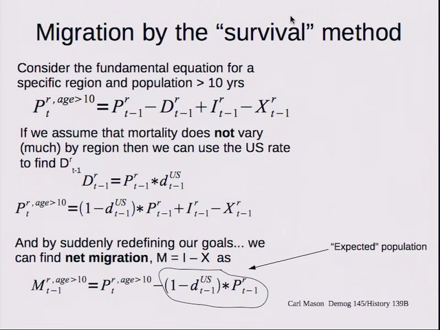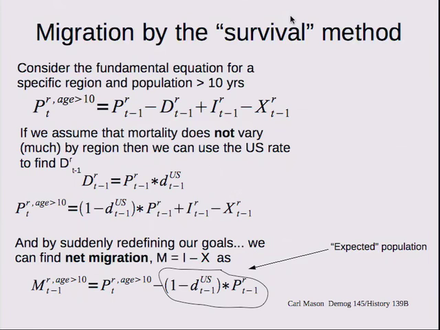The population in a given, specific region, in time t, age greater than 10, is 1 minus the death rate times the entire population one period ago. So if this is Alabama we're talking about, we're taking the population of Alabama over 10, and we're setting that equal to the US mortality rate times the population of Alabama 10 years prior. And we know that plus I minus X should equal that population that we observed.